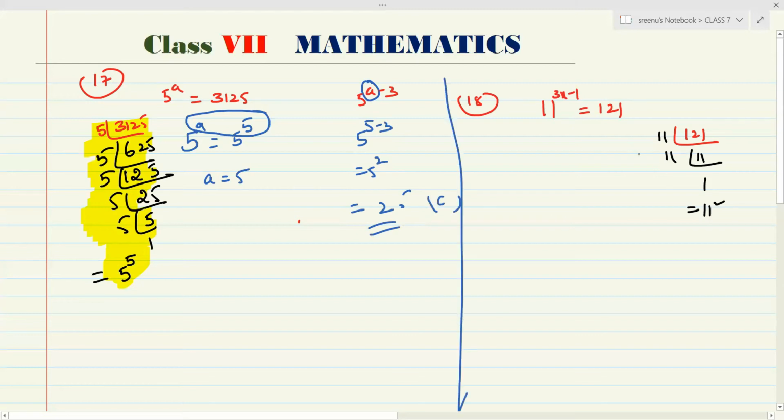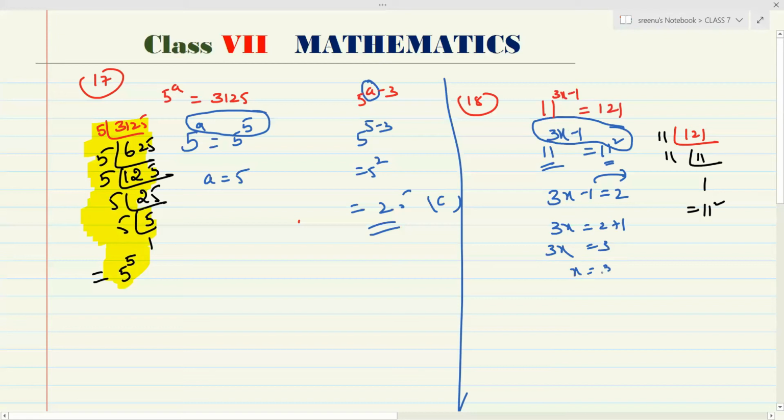And 121, if you take LCM, you will get 11 power 2. Equate the powers. When bases are equal, we must equate the powers. 3x minus 1 is equal to 2. Minus 1 transpose: 3x equal to 2 plus 1. x equal to 3 by 3. x equal to 1. Please check. Right.